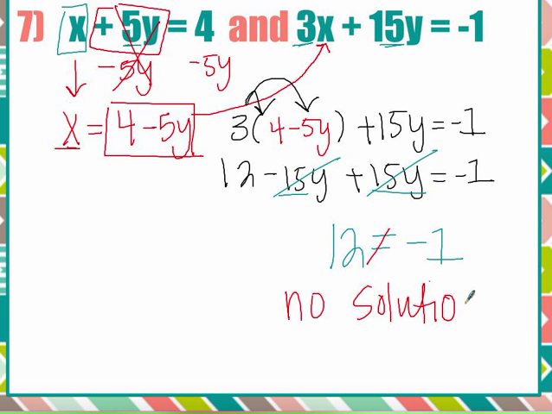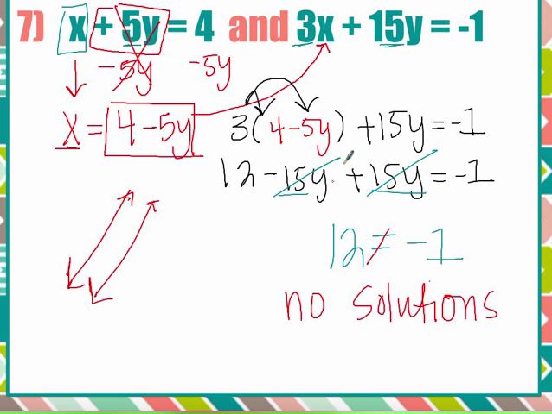Well, now that we're actually talking about a system and a graph, try and remember what it means if it's no solutions. Well, on the graph, that means that these 2 lines are parallel and they're never going to intersect. So that is how you would know through substitution when you have no solutions.